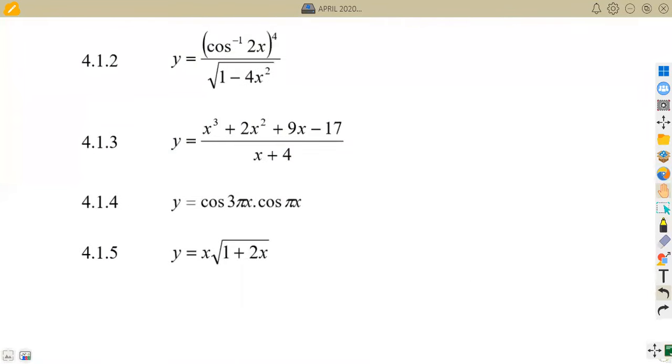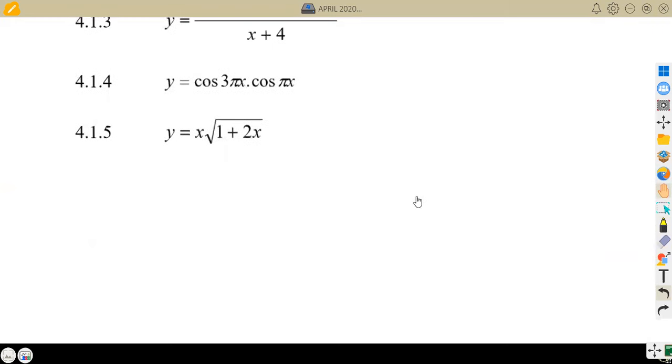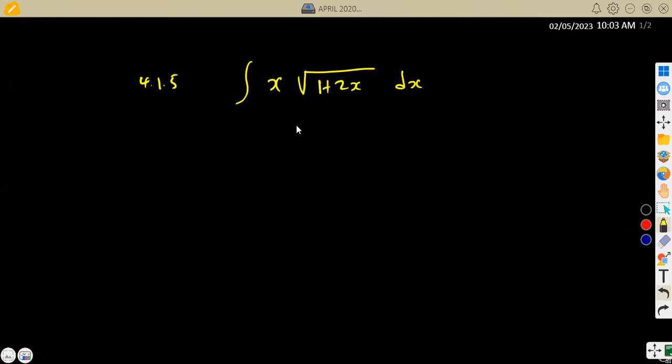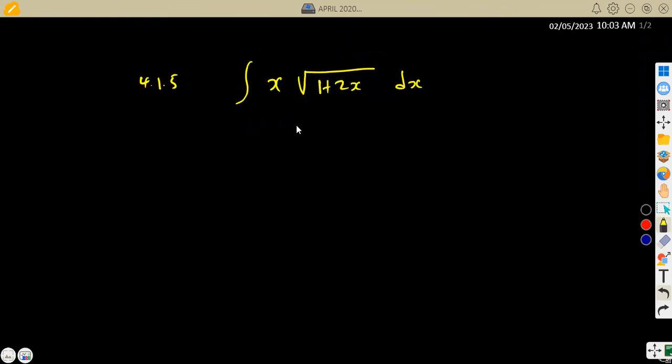Okay, 4.15, still on integration. We are now given the integral of x by the square root of 1 plus 2x. So what are we supposed to do in this typical question? Let's write it aside as usual. 4.15 was the integral of x times the square root of 1 plus 2x, with respect to x. That's a product of the two. Normally, if you are dealing with a product, the first thing you think of is integration by parts.